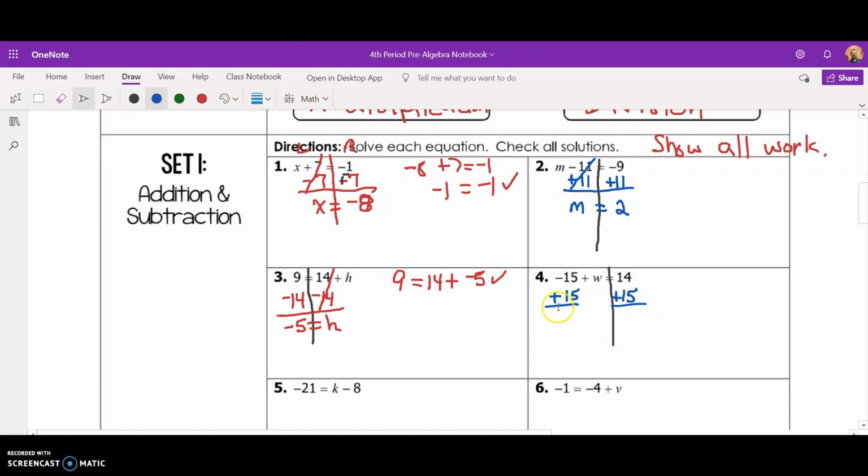Now, negative 15 plus 15, that's 0, because when you add opposites, you get a 0. That leaves me with w on the left-hand side. Put my equal sign right on the line. 14 plus 15 would be 29. Now, if you're struggling with these rules of integers, I encourage you to look back in some of our previous videos or lessons on adding and subtracting integers.